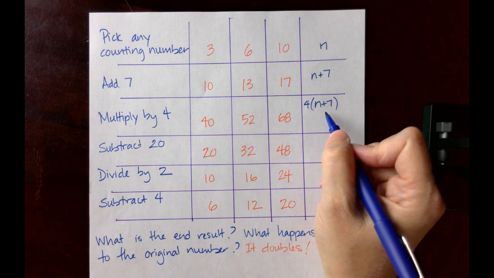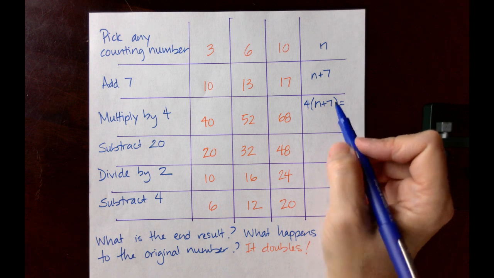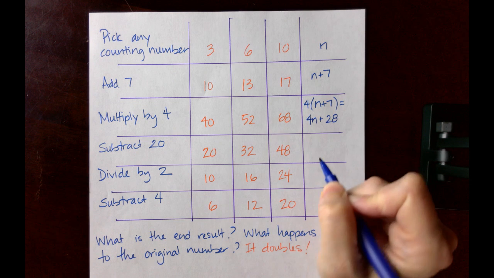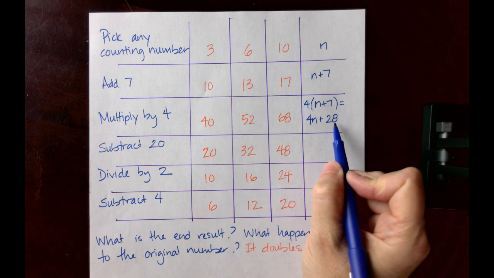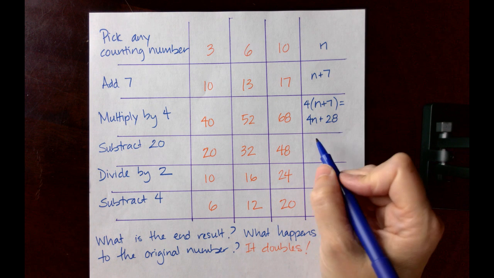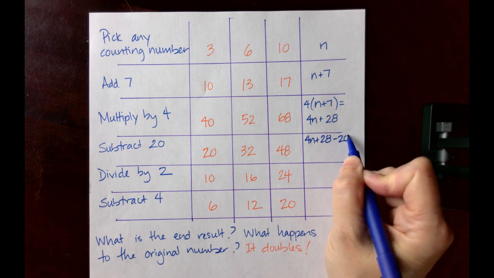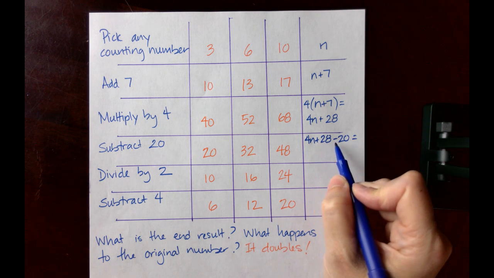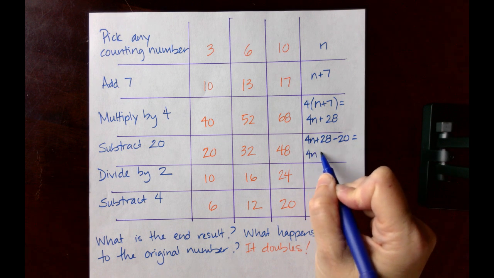And you could leave it like this right now, or you can do a little bit of simplification here. Let's do a little distribution. You would get 4n plus 28 as a simplified version right there. Then you'll take that answer and subtract 20. Let's combine like terms. We had 4n plus 28 minus 20, and that will simplify to 4n plus 8.